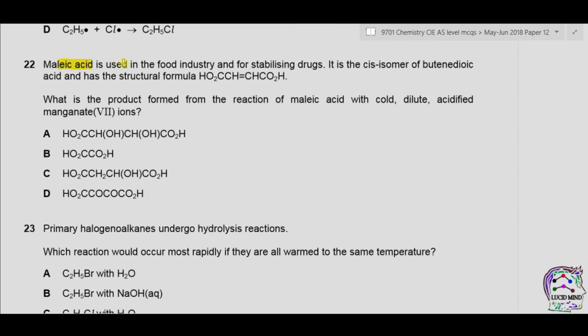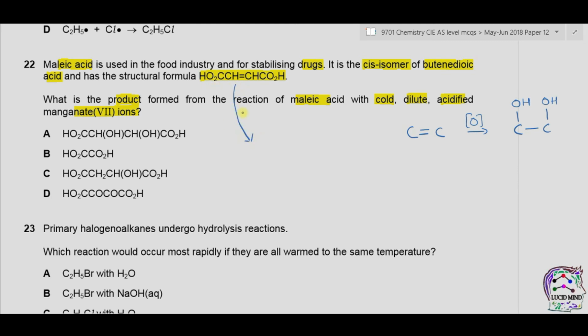Question 22. Maleic acid is used in the food industry and for stabilizing drugs. It is the cis isomer of butenedioic acid and has the structural formula. This one, we have an alkene functional group and carboxylic acid functional groups. What is the product formed from the reaction of maleic acid with cold dilute acidified manganate(VII) ions? Now you should know that cold dilute acidified manganate ions convert alkene to diol upon oxidation. Diol is the one in which each carbon atom making a double bond is attached with an OH group. So this is the product that will be formed for the alkene, while the carboxylic acid will be unchanged.